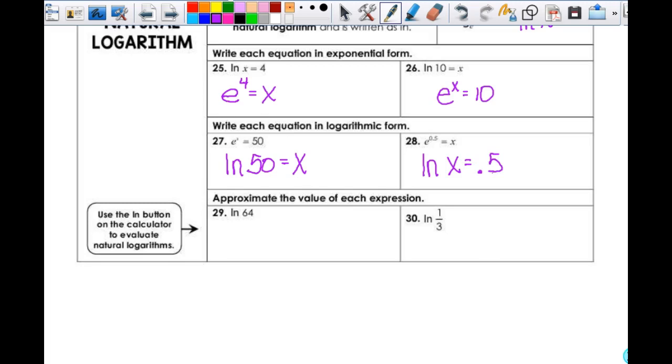Now, the last two say approximate the value of each expression. Again, we could rewrite them as an exponential, but that's not going to do you any good because you're not going to be able to get a common base or anything like that. So basically, these two, we're just typing it on the calculator to make sure we can actually get the right numbers out. So take the natural log of 64 and the natural log of 1/3. Let's make sure that we can get the right answers out.